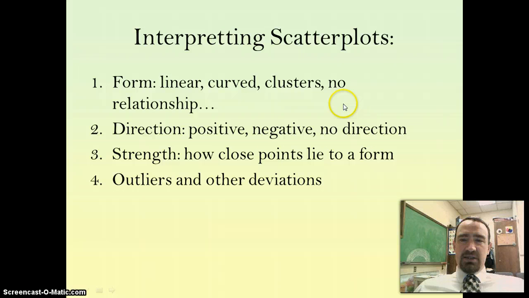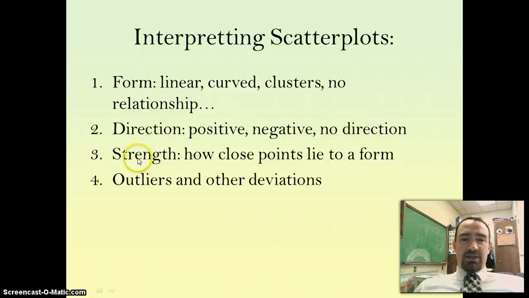And no direction means it's not doing either of those things. You'll notice that positive goes from lower left to upper right, negative from upper left to lower right in a straight line. So these two go with a linear form. If you have any other form, curved form, clusters, no relationship, then we say the graph has no direction.